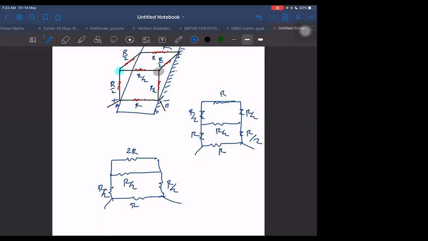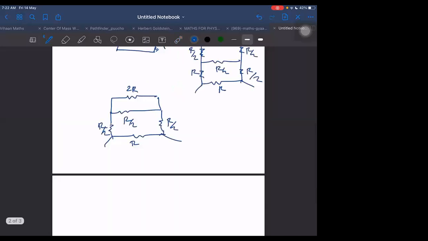What will be the resistance of 2R and R by 2 in parallel? 2R into R by 2 upon 2R plus R by 2, which is equal to 2R by 5. Okay, 2R by 5.